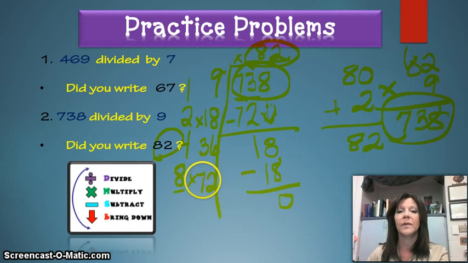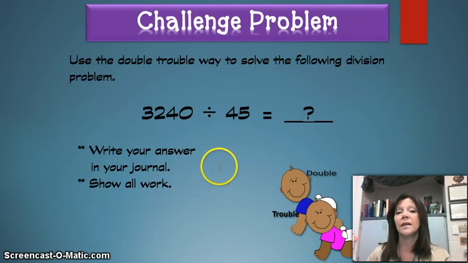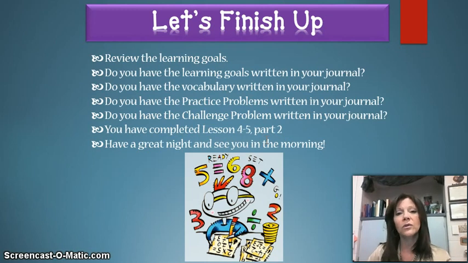It's kind of fun. All right, your challenge problem for tonight is this. Use the double trouble way or the doubles division strategy way to solve the following division problem. 3,240 divided by 45. Write your answer in your journal. Show all your work.